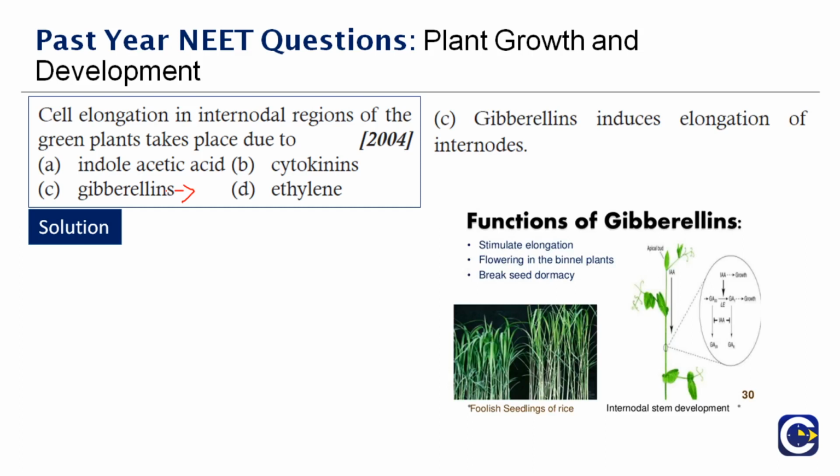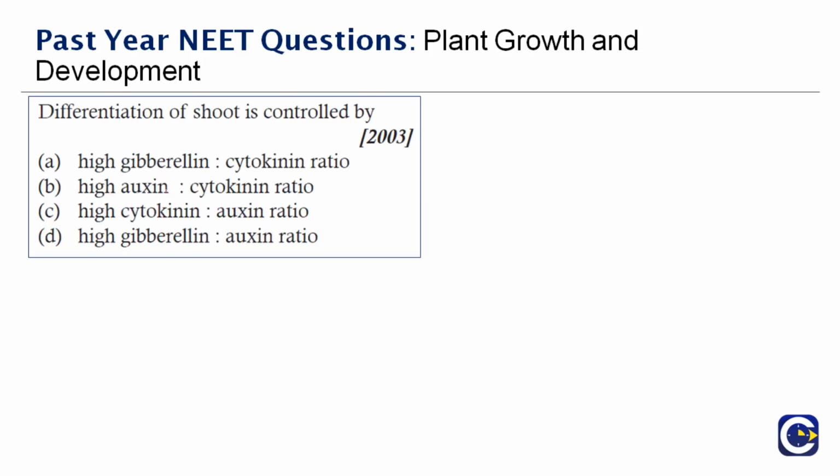Apart from that, you have flowering in biennial plants. It breaks the seed dormancy. So these are some of the other functions which are seen from the gibberellin part. Therefore, the correct answer is option C. Next question here. Differentiation of shoot is controlled by dash. Okay. Now you're given 4 options here.